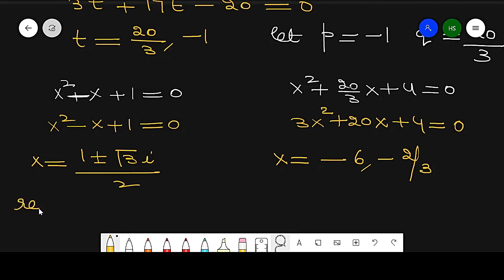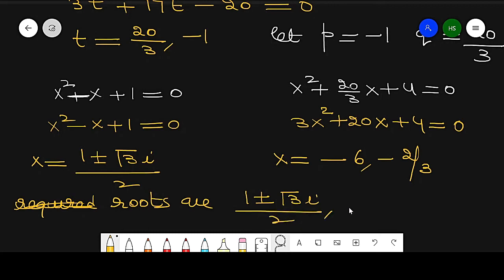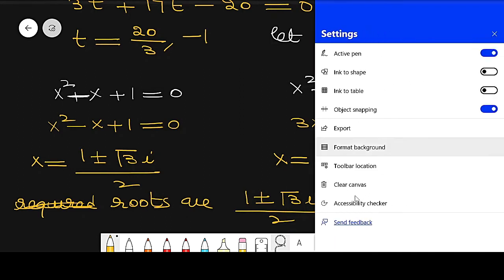So the required roots are 1 plus minus under root 3 iota by 2, minus 6 and minus 2 by 3. So this is our result and this is our answer. So in this way we can find the roots of a biquadratic equation.